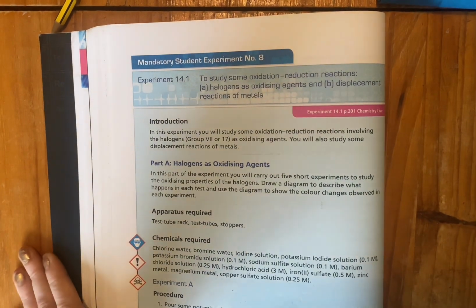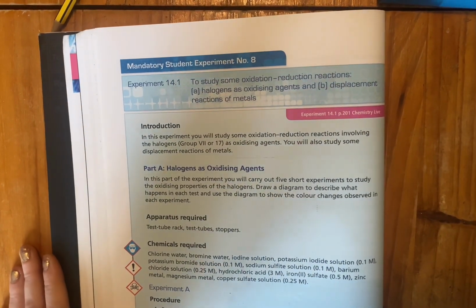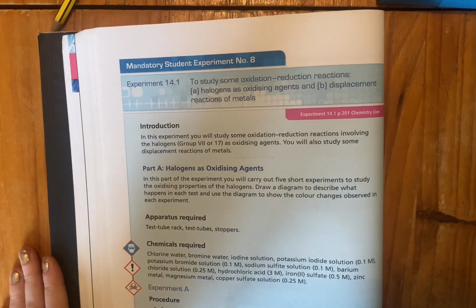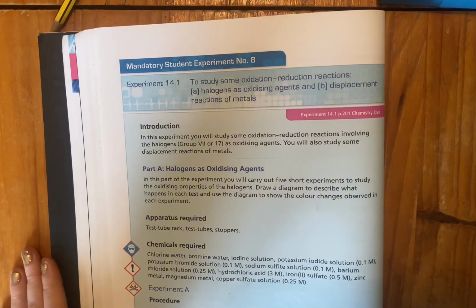Okay, so this is experiment 8. We're going to look at some oxidation and reduction reactions with the halogens and displacement of metals.